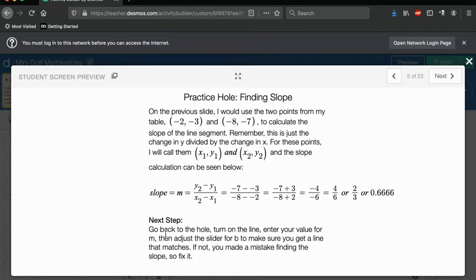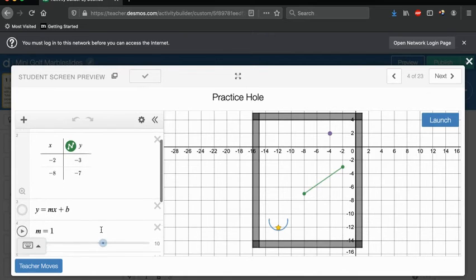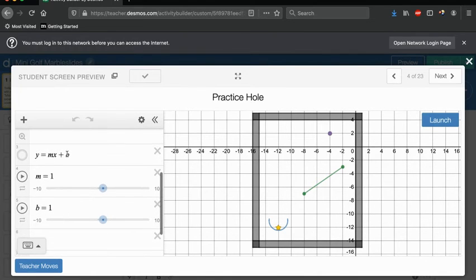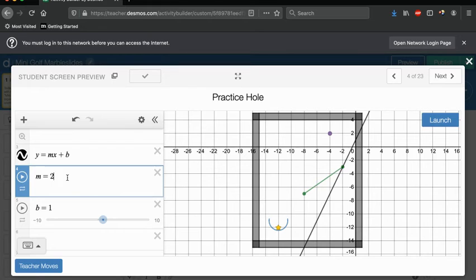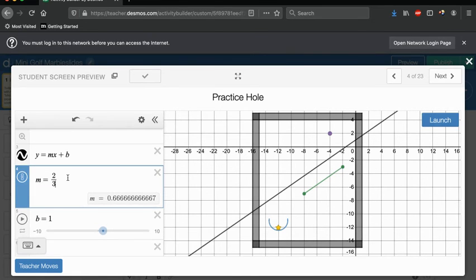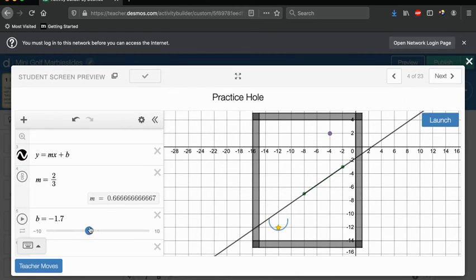All right, so now for each of yours, you're going to have to go back. Notice how it says go back, turn on the line, enter your value for m, and then adjust. So here, I could take any one of these values and put it in for m. I'm going backwards. If I scroll down a little bit, I'll see my general equation with my sliders. I'll just turn that on. Notice how this line shows up. And then my m value, I said, was 2/3, for example. And then for b, I might adjust it. Here, I get a line that goes right through my line segment. I know I'm good to go.